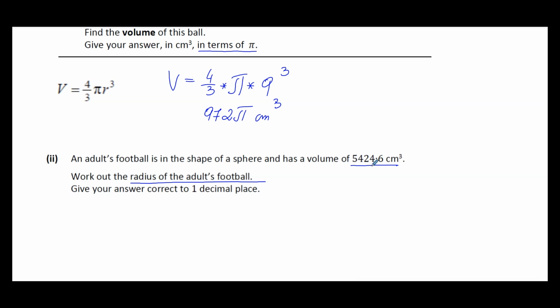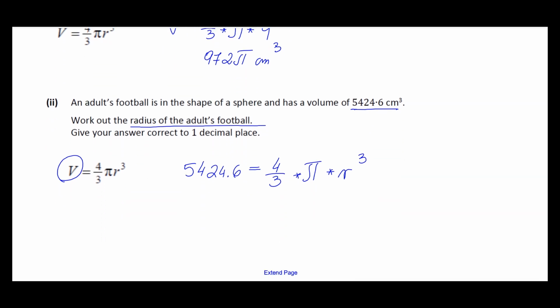The only numerical information given to us is the volume. How did they get that volume? Again, they used this formula for the volume, isn't it? That's how they got it. So that number here, that's that number. So we are writing 5424.6 equals. Then they multiply 4 over 3 by pi. And then they multiply that by the radius, which we don't have. So radius to the power of 3, that's what we are looking for.